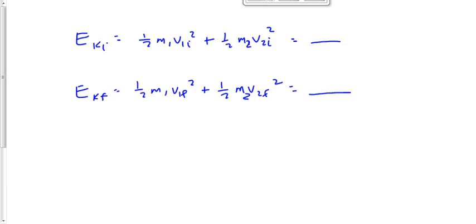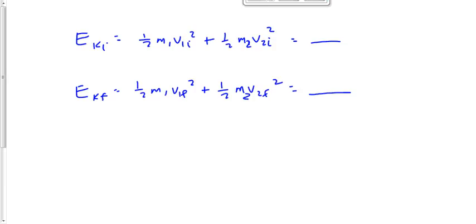I don't care whether object number 1 is moving at 10 meters per second to the east and object number 2 is moving at 5 to the west. Make them both positive. I don't care if object 1 is going at 10 to the east and object 2 is going at 5 at 37 degrees south of west. 10 and 5. The direction is irrelevant. We're talking about 1/2 m times speed squared, not 1/2 m times velocity squared.